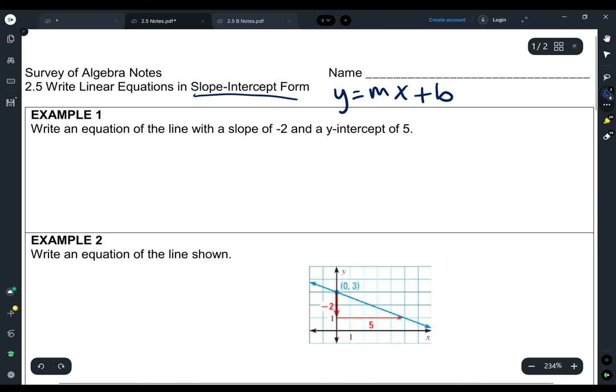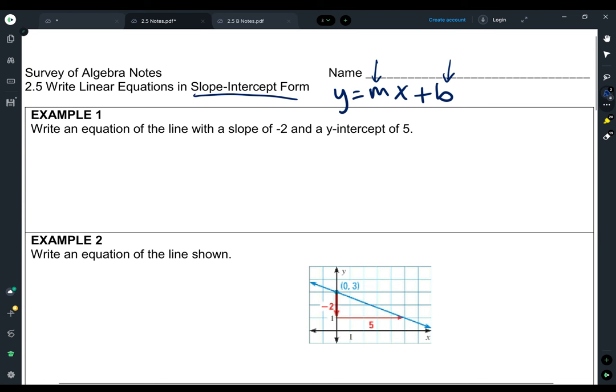And we've been taking equations in this form and identifying our slope and identifying our y-intercept and graphing. Now we're going to be working backwards. We're going to be writing the equations. So we're going to be given a slope and a y-intercept, or we might have to figure them out. And then based on that, we're going to write an equation.